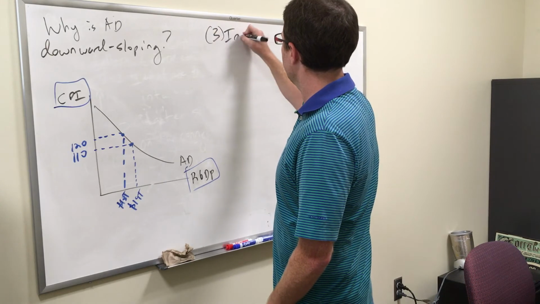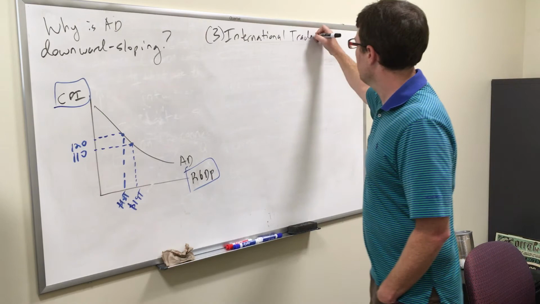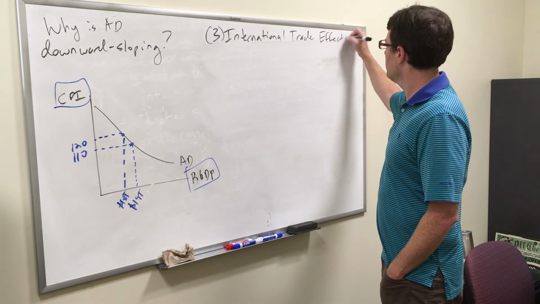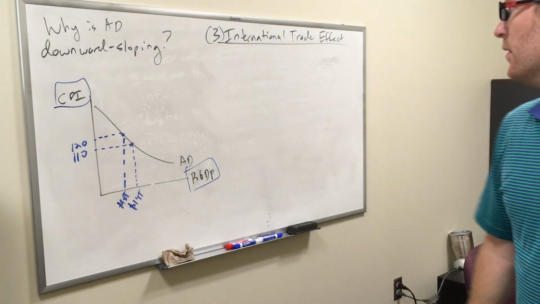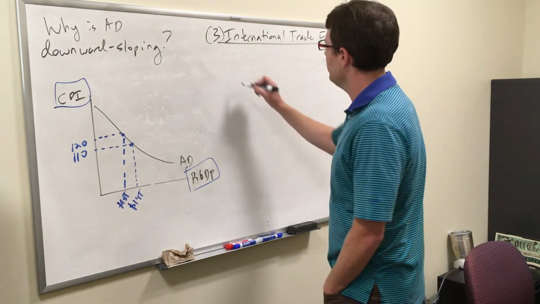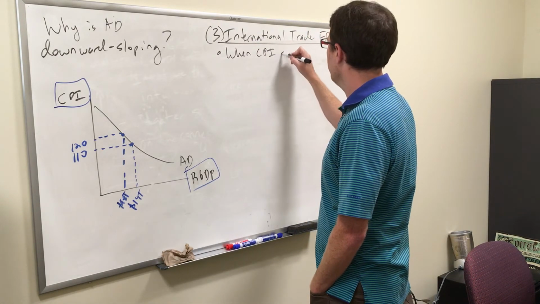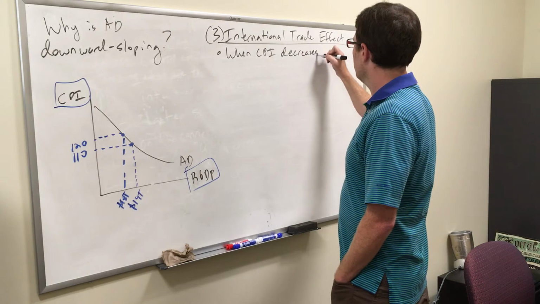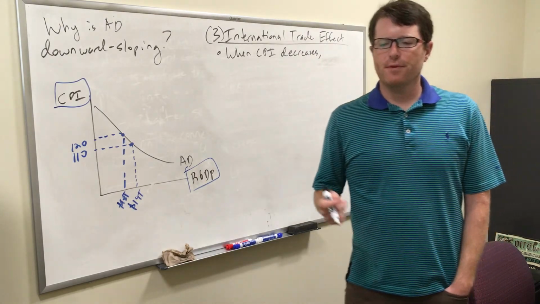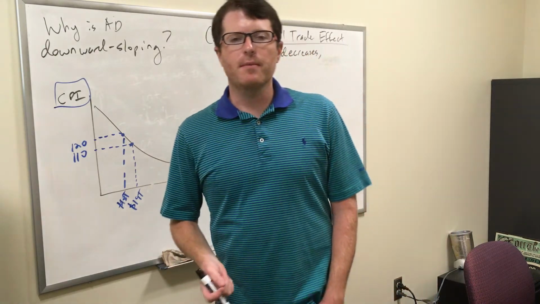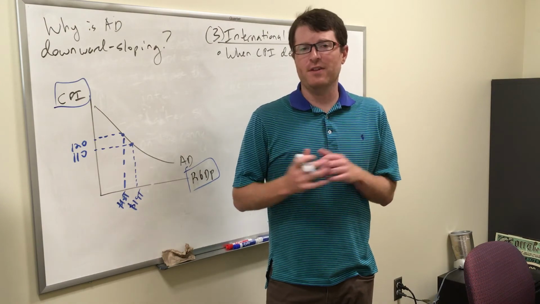Which is the international trade effect. Okay, the logic behind this one is that when CPI changes, let's say it decreases again. Well, what does CPI measure? It measures the price level. And it measures the price level where? If we're talking about the US, it's just in the US, right?